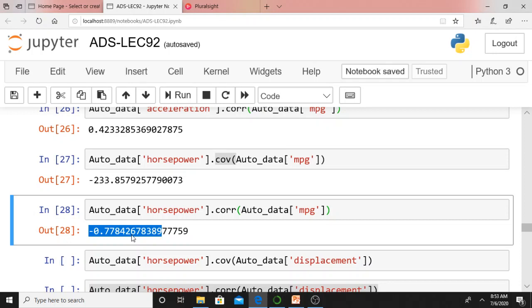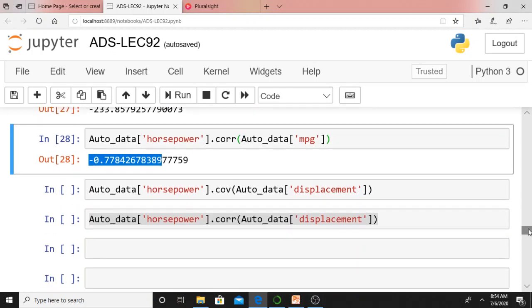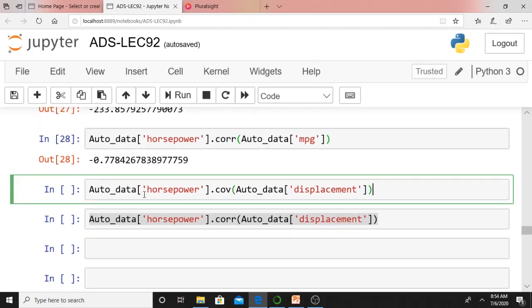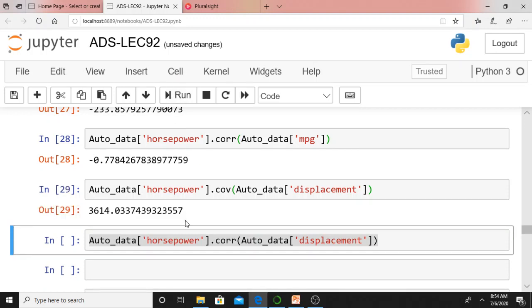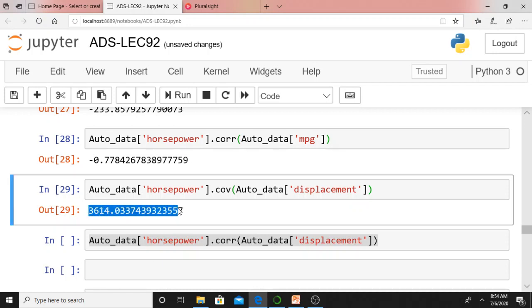This makes me curious about the relationship between horsepower and displacement. Let me calculate covariance between horsepower and displacement. This is my horsepower column, and this is my displacement column in auto_data. Let me calculate covariance between these two columns. You can see that this is positive. What is that value? 3614.03374, isn't it?